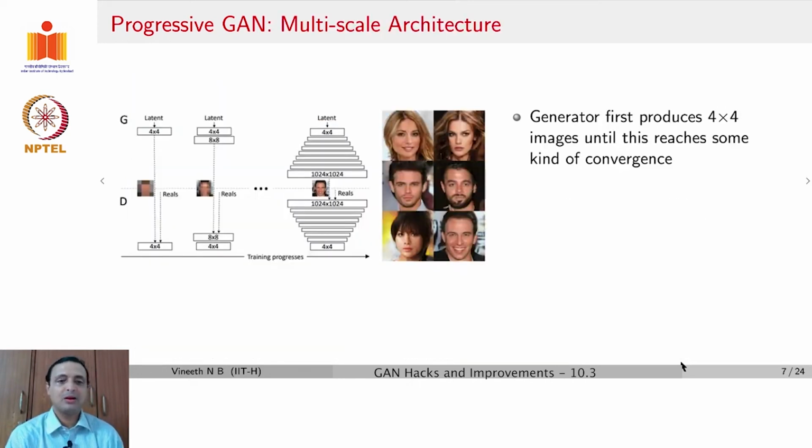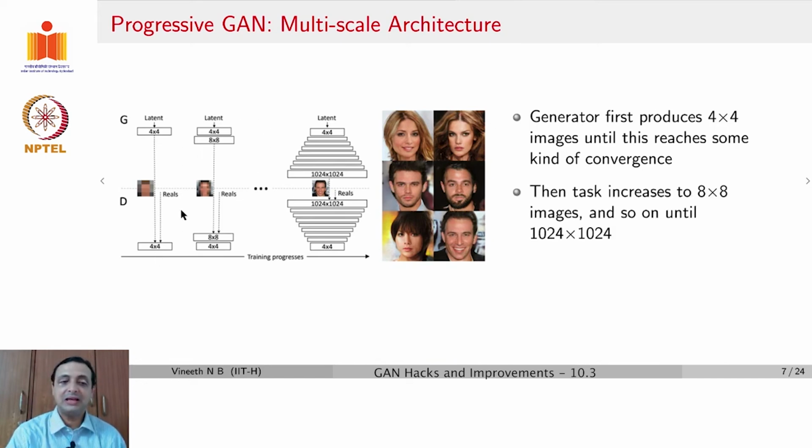So the progressive GAN has an overall idea as what is shown in this image on the left here. The generator first produces a 4x4 image, which is what is shown in the leftmost part of this image here. So you have the latent vector that comes from a standard normal, a very simple network which generates a 4x4 image, and this is provided to a discriminator D along with a real sample to be able to judge whether it's real or fake.